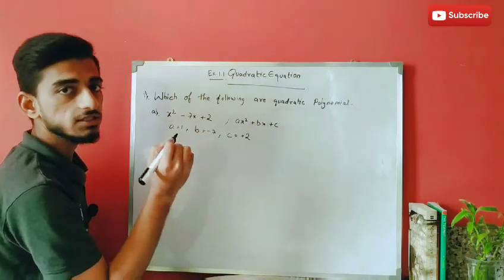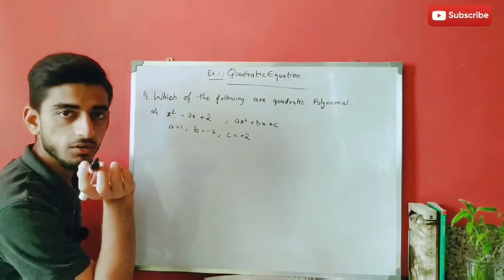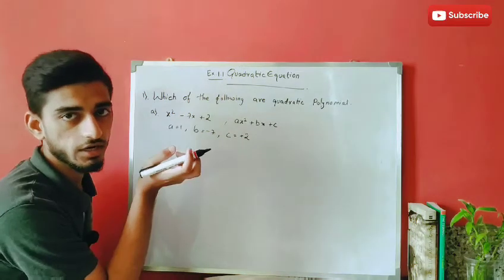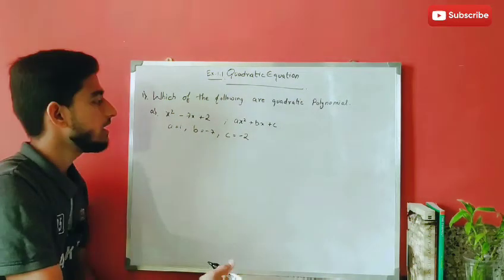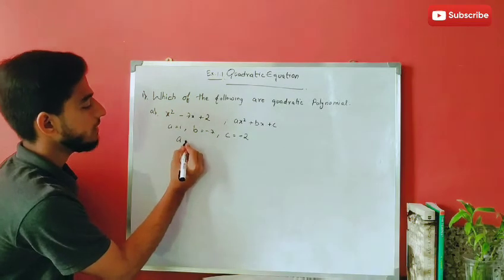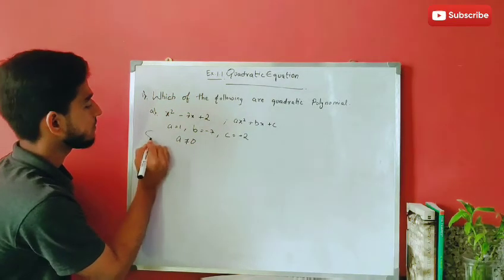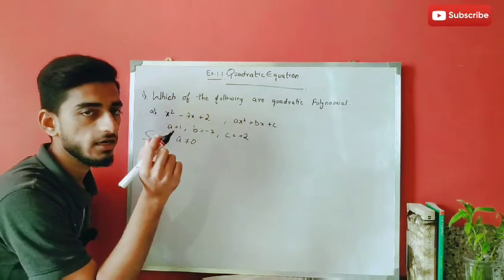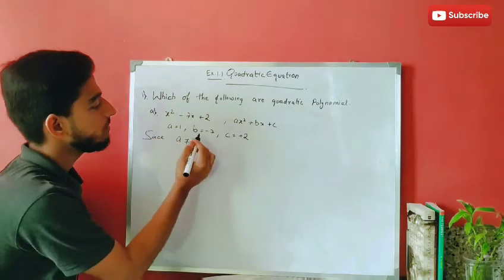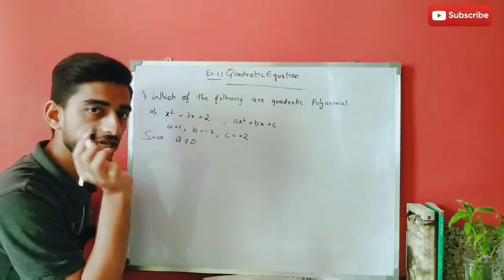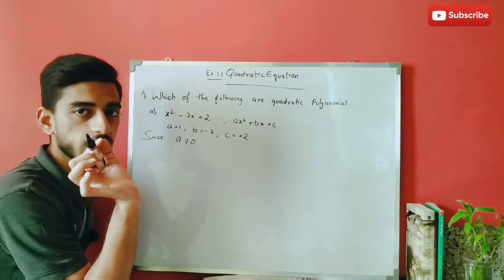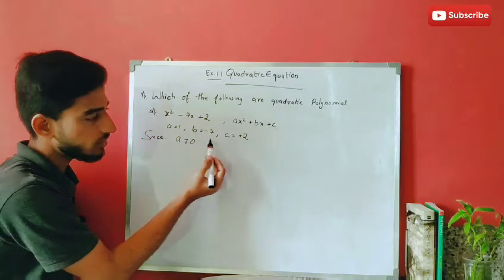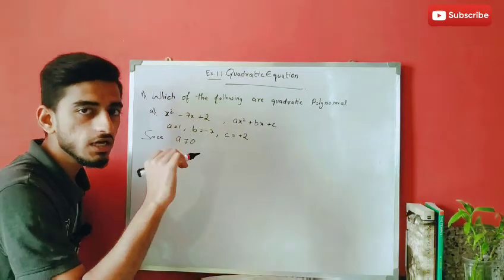Understood? So this is in the form of a quadratic polynomial because it has a, b and c and it is a complete quadratic. One more thing, here a is not equal to 0. Since a is not equal to 0, it is a quadratic polynomial. A should not be equal to 0. If b is equal to 0, c is equal to 0, but a is not equal to 0, then it is a quadratic. If a is any number not equal to 0, b is also not equal to 0, c is also not equal to 0, then also it is a quadratic polynomial.